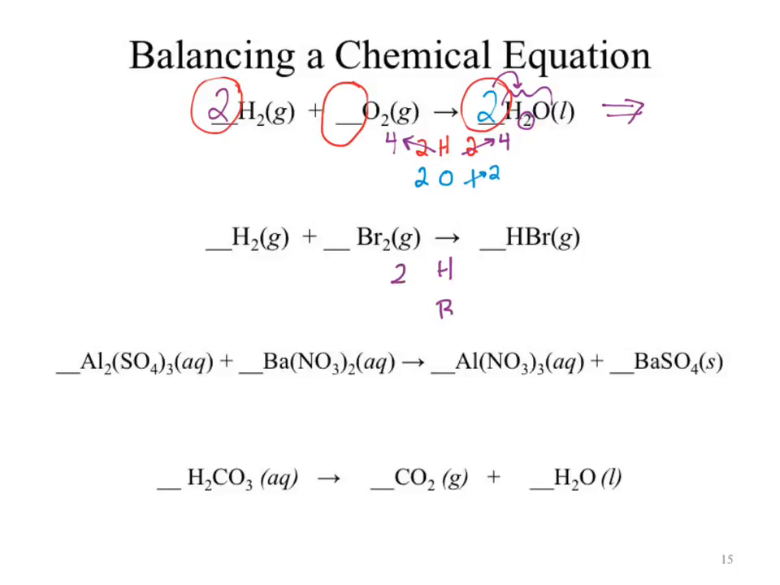How many hydrogens do we have in that next equation on the reactant side? 2. How many bromines? Oops, sorry, ignore bromine. Don't do that. I didn't say that. How many hydrogens on the product side? 1. Is that balanced? No. Don't worry about any other element at this point. Fix hydrogen first.